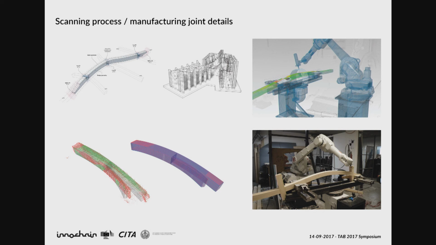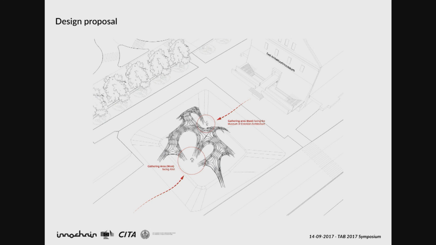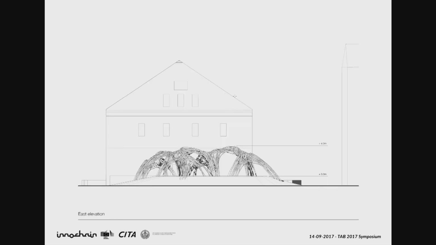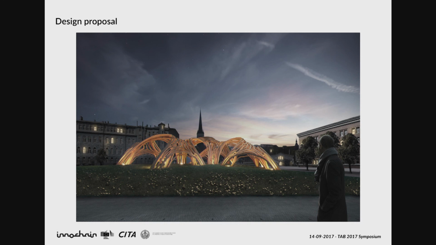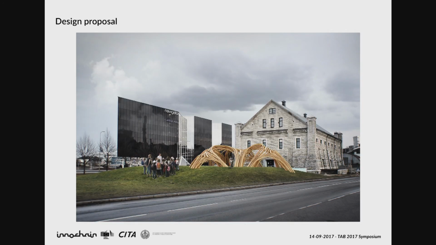In the figure on the bottom left, you can see the red areas, which don't match the original digital model. And finally, that's our proposal. We wanted to make two entrances, two gathering points, one facing the museum and one facing the streets. In the section, you can see that the height is more or less 4.5 meters, and that's our proposal. And here are some other perspectives, at night and in the day. Yeah, that's it. Thank you.